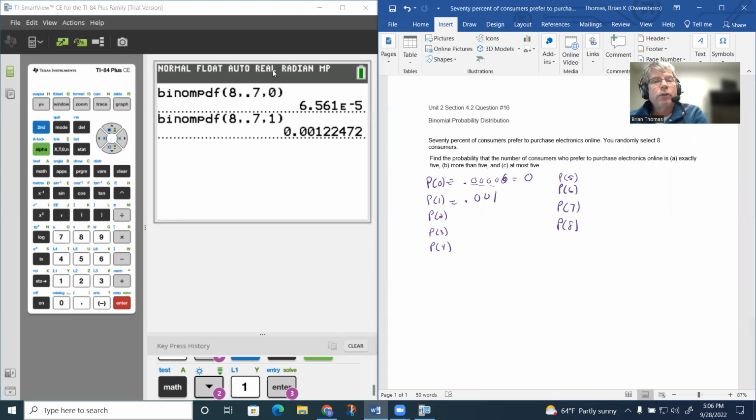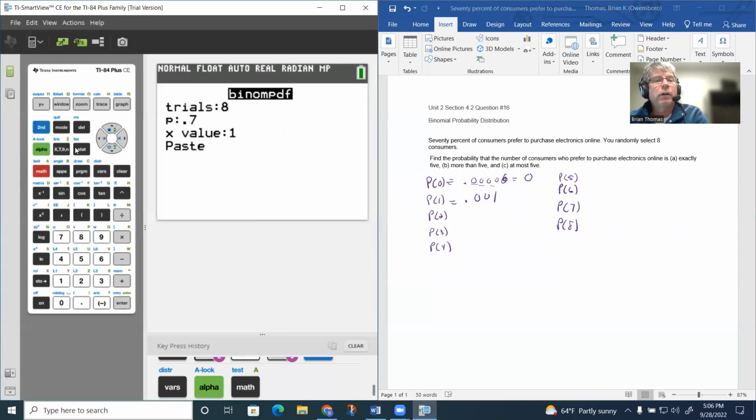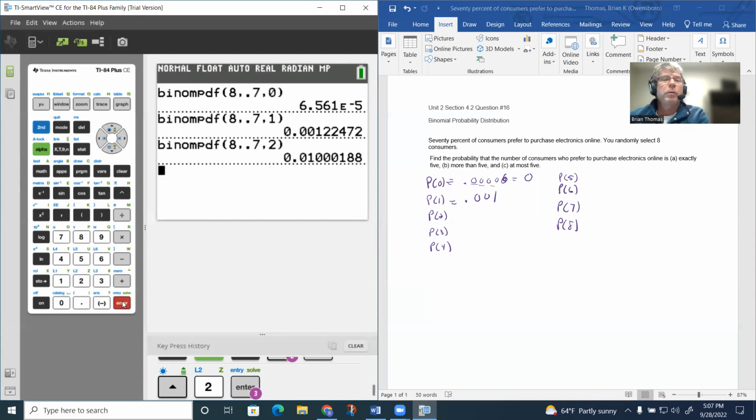So I'm going to do one more of those, and then I'll pause the video. I have a second distribution, alpha A is the shortcut, and I'm going to change that now to 2. Hit enter. And the binomial probability distribution function gives me the answer of 0.010 if I round to 3 decimal places. So let me pause the video and I will finish out the rest of this table and see what we have.